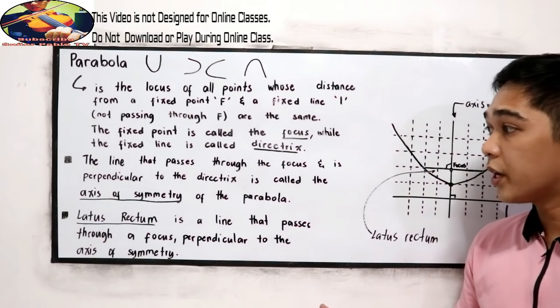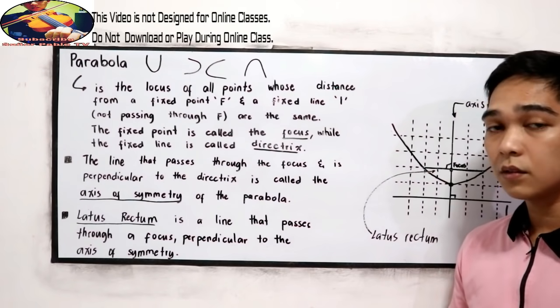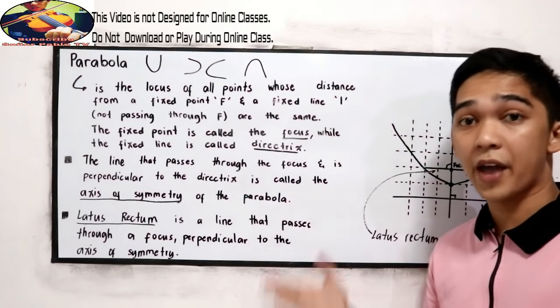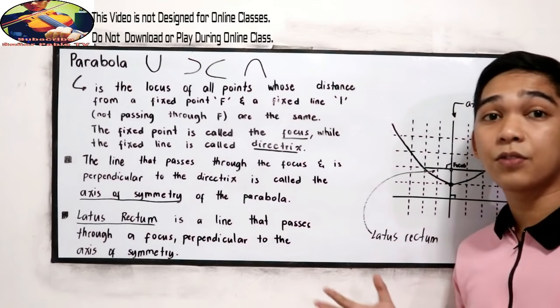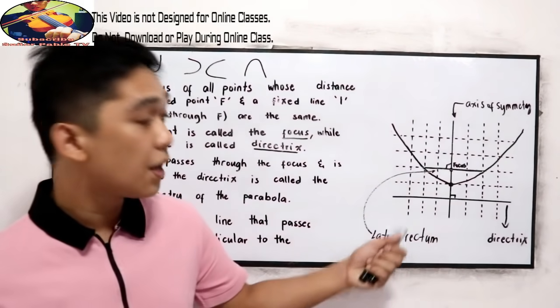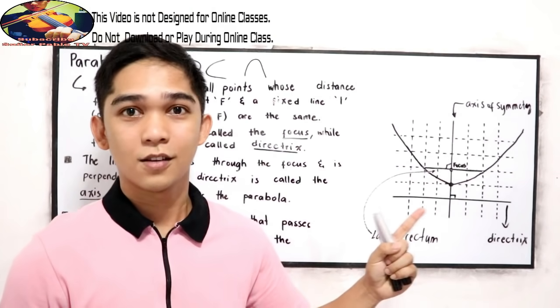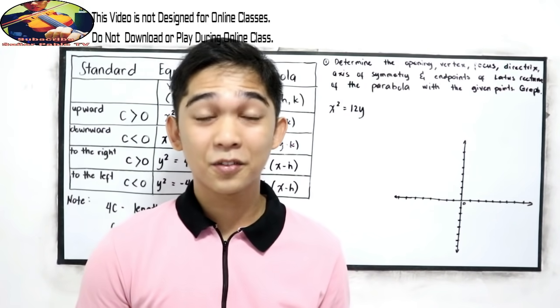Now, we're going to find the axis of symmetry, directrix, focus, and latus rectum of the parabola using the given equation. Stay tuned. And now let's have this example.